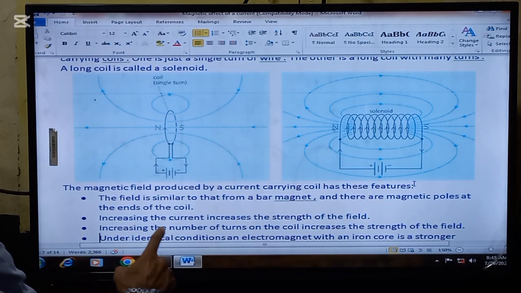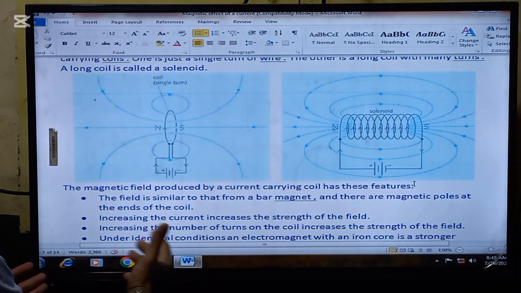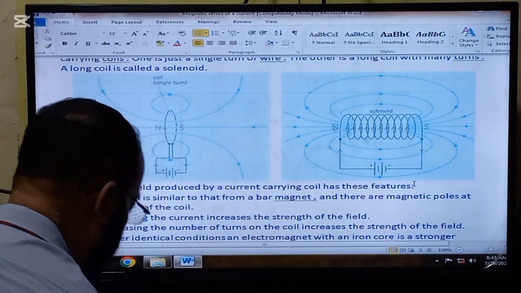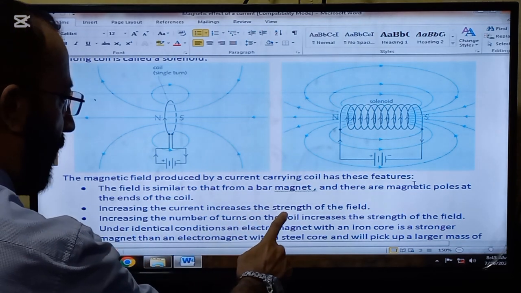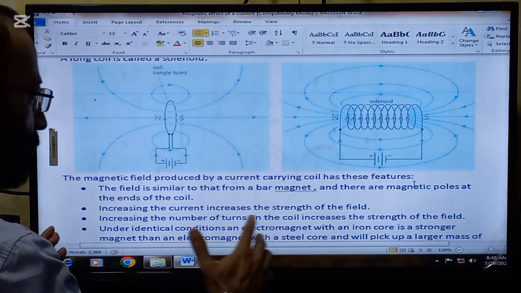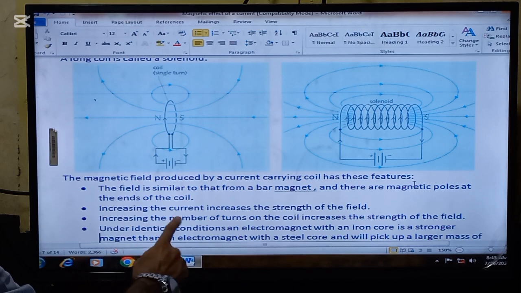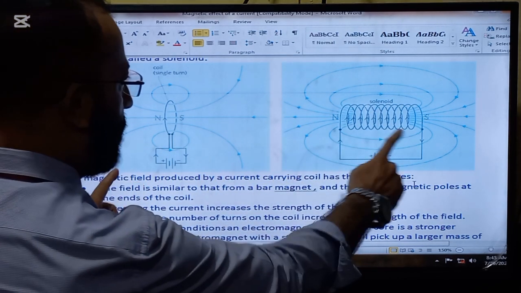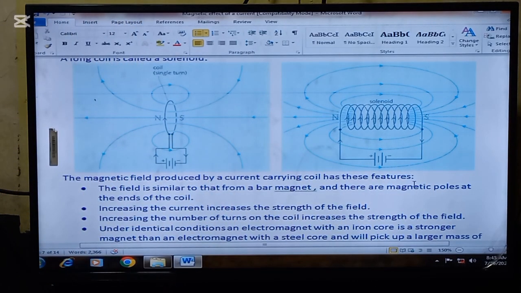The magnetic field produced by a current carrying coil has these features. Number one, the field is similar to that from a bar magnet. The field will be similar to that of the bar magnet, and there are magnetic poles at the ends of the coil. Here is the north pole, here is the south pole.